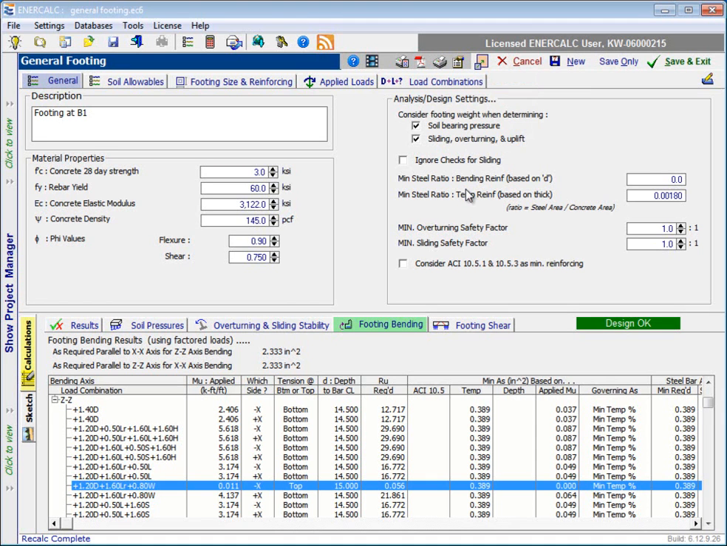So that's a wrap up on a thorough look at the general footing module.